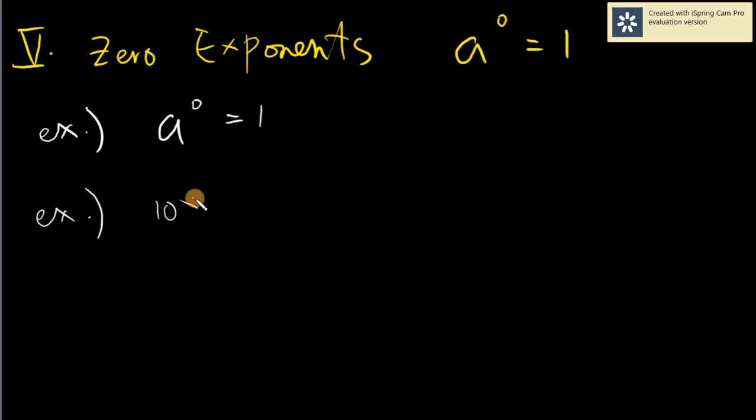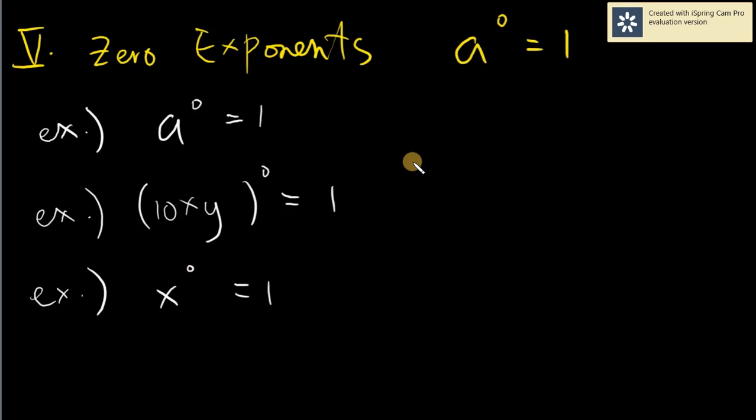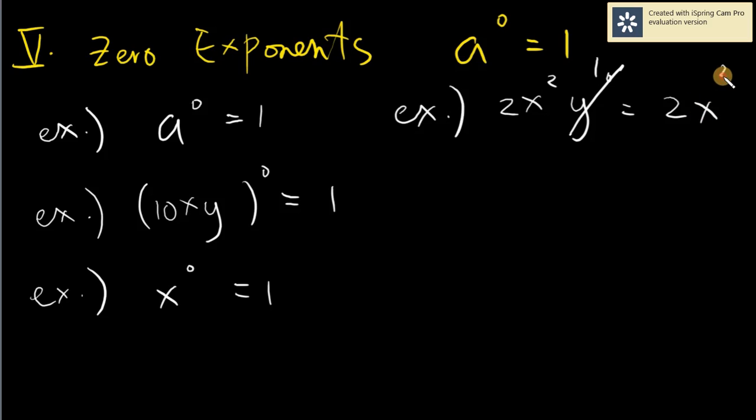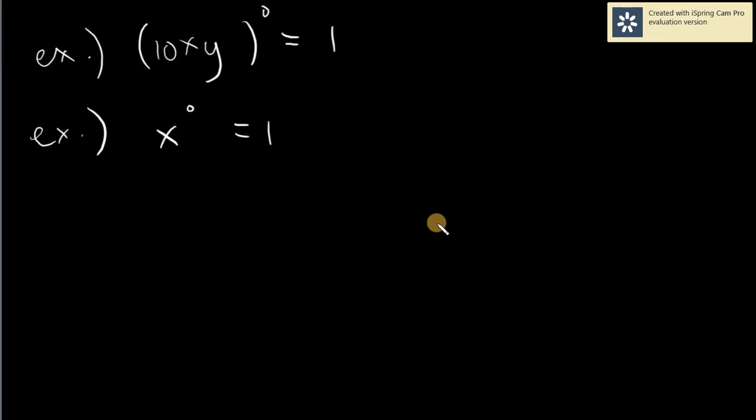Say I have 10xy raised to 0, the answer is 1. Say I have x raised to 0, the answer is 1. Say I have 2x squared y raised to 0, this would become 1. So I will have 2x squared, okay? And so on and so forth. Just simply remember that if the zero exponent is applied to the entire base, to the entire term, then everything will become 1. But in this case, it's only applied to y. Therefore, y would be the one that will become 1. And this would leave you with 2x squared. Okay? And that would be the 0 exponent. Let's have the next one. I think we're in number 6.